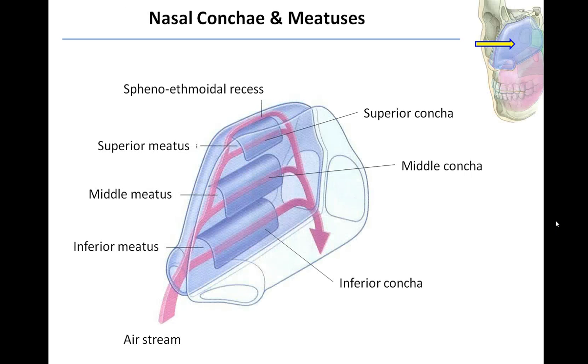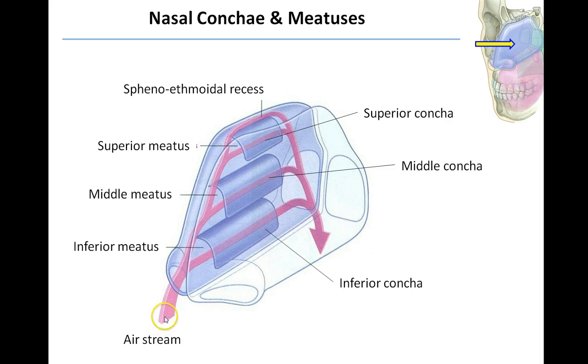This image here highlights the conchae and the meatuses that I spoke of previously. So on the lateral aspects of the right and left side of the nasal cavity are 3 curved bony projections. Conchae, we have a superior one, a middle one and an inferior one. Beneath each of those is a groove-like structure we call a meatus, superior, middle and inferior meatus.